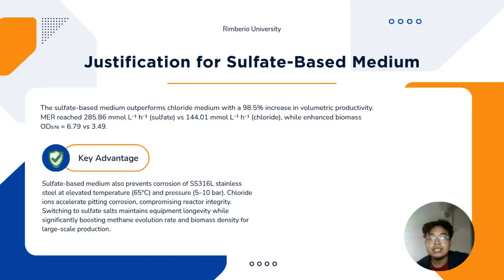This isn't just about raw production, though. It is also about longevity. At elevated temperature and pressure, chloride ions are highly corrosive and can cause pitting in the 316L stainless steel of our reactor. By switching to the sulfate salt, we also protect our critical equipment from this corrosion while simultaneously achieving a massive boost in productivity. So it's a win-win.